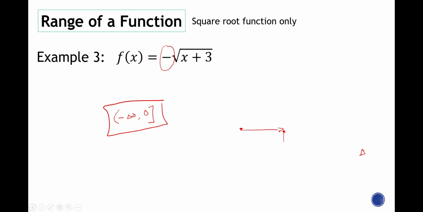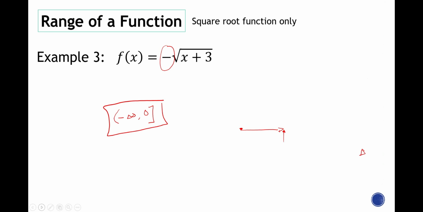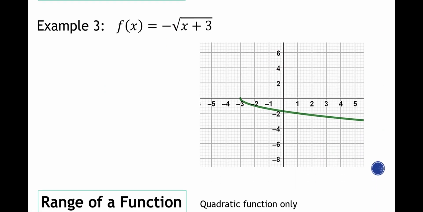Let me just compare that to the previous example rather. So if it's positive square root of a linear expression, you will start with 0 to positive infinity. And if it's negative, you start with negative infinity to 0.